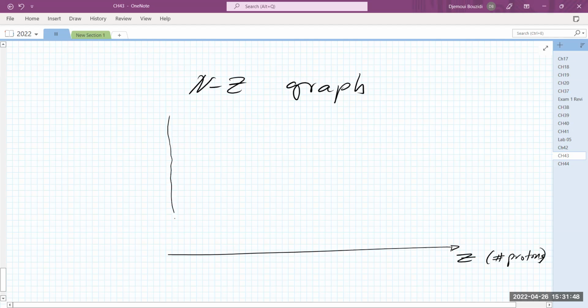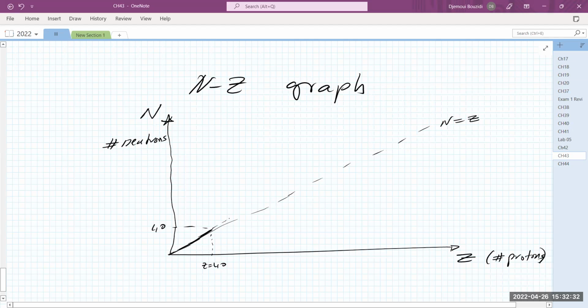Okay, on the y-axis, I'm going to plot N, the number of protons, the number of neutrons, I'm sorry. Well, if you do, first of all, this is the line N equals Z. So this is the dividing line, okay? Now, the stability line matches up to Z equal to 40, and N equal to 40 in this case, around this number, it matches the N equals Z line. Then it starts to deviate from it, but not by much. So this is the stability line.